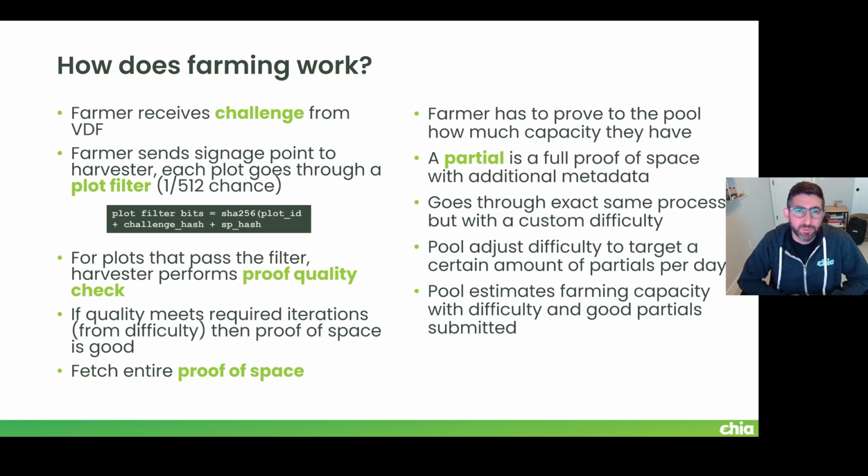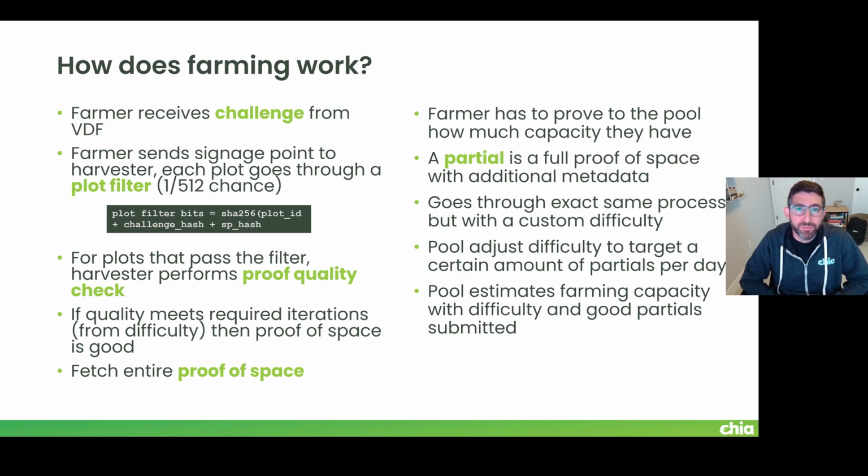And so when the plots pass the filter, they go to this proof quality check, which is not a full proof of space. You just need to do a few reads to see if you have any matches. And if the proof quality check meets the required iterations, which is gathered from the difficulty and other things, then the proof of space is good. And then you can go fetch the entire proof of space and send that back to the network. And that's how you create a full proof of space.